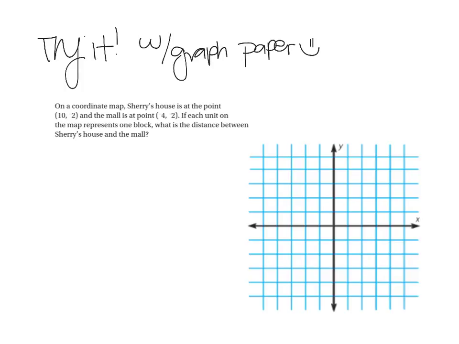Okay, we're going to check your work. Sherry's house is at (10, -2), so I'm going to just kind of mark that. If these were by 2s here, 2, 4, 6, 8, 10, -2. So that's (10, -2). And the mall is at (-4, -2). Switch colors, 2, 4, -2. Here's the mall.